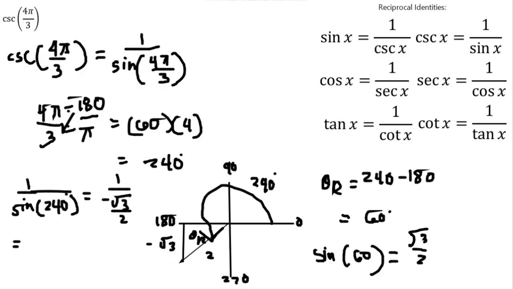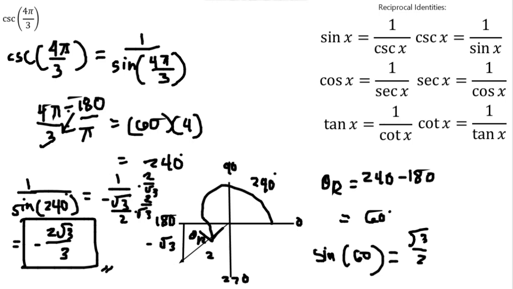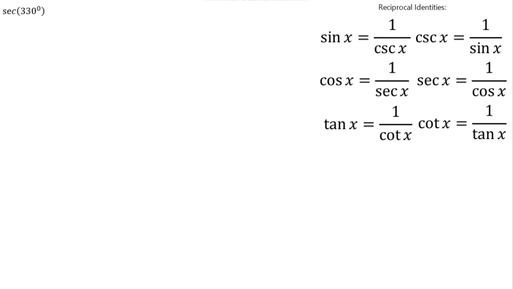And we're just going to simplify this fraction. So what we got is negative 2 over root 3, which simplifies to negative 2 root 3 over 3. Okay, so this is the value of cosecant 4 pi over 3.